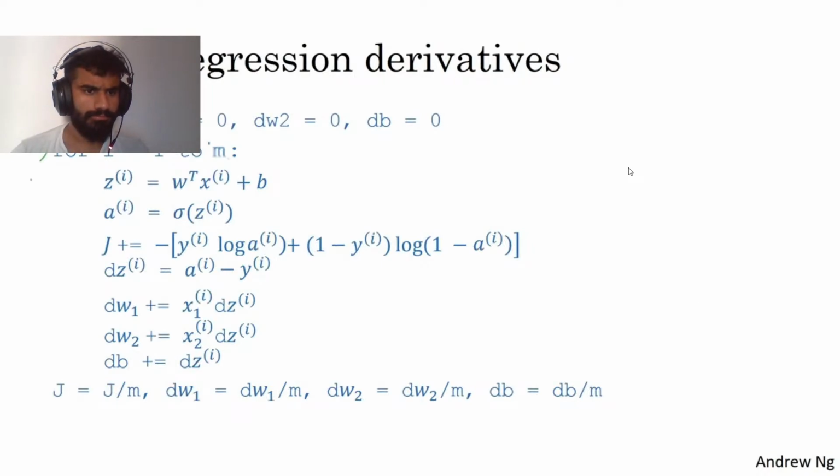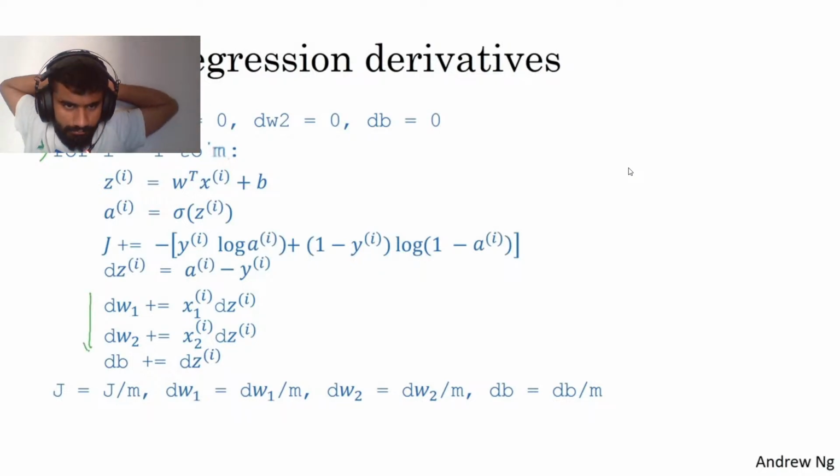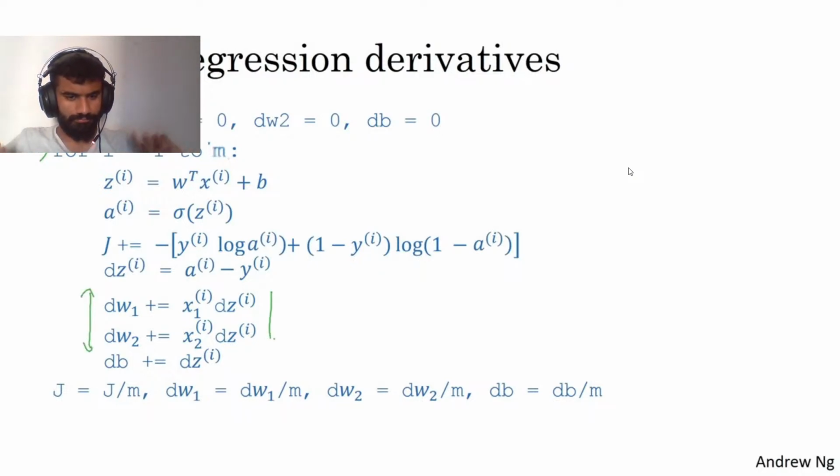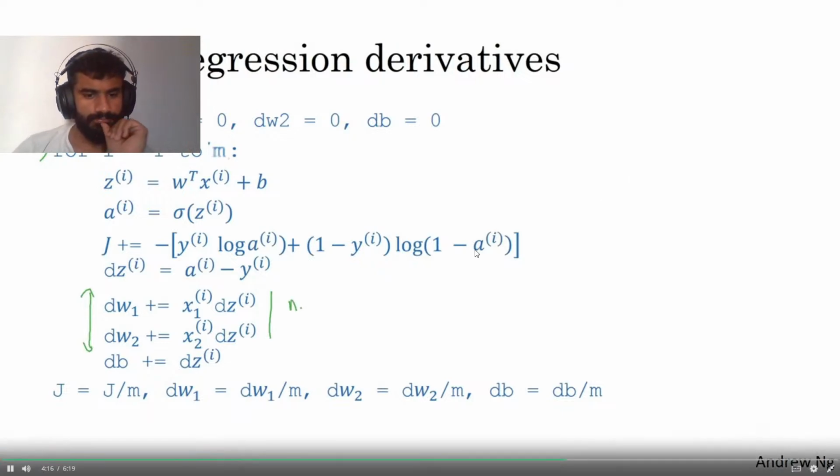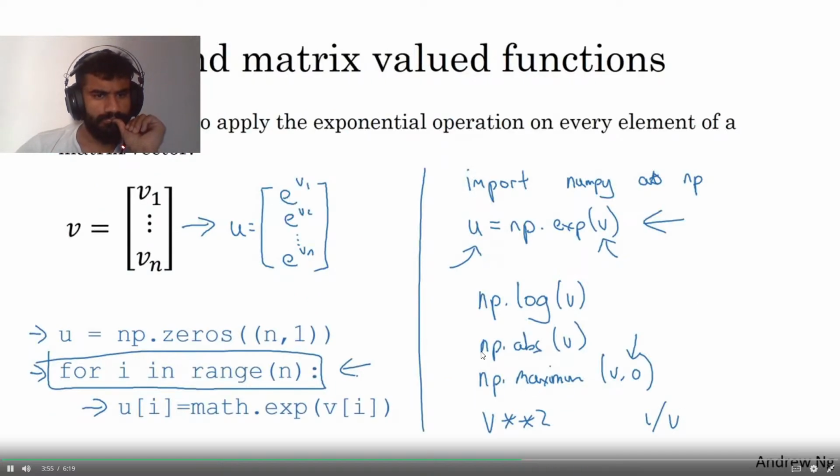was this one, right? So in our example, we had nx equals 2, but if you had more features than just two features, then you need to have a for loop over dw1, dw2, dw3, and so on. We want to do it without that.